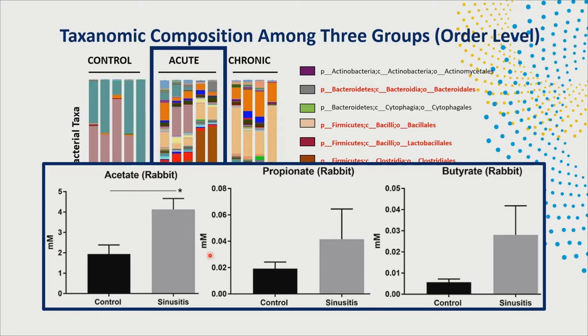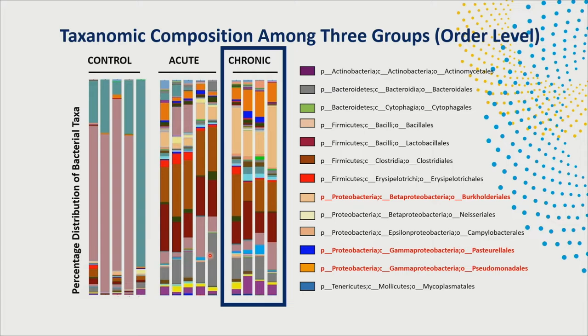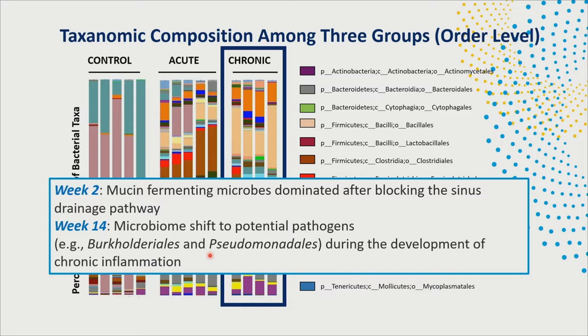However, in the chronic stage, all these bacteria have shifted to more pathogenic bacteria like Burkholderiales and Pseudomonadales. You see that the orange is Pseudomonadales, and the light orange is more Burkholderiales. They're slowly growing up in these sinuses. When the anaerobes initially develop, we notice that gram-negatives come afterwards.